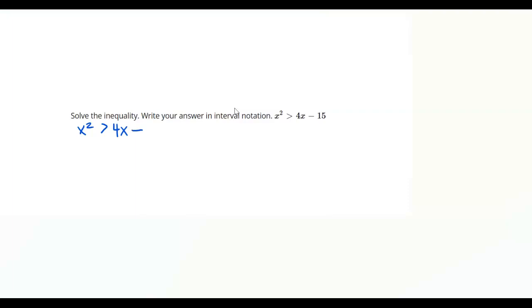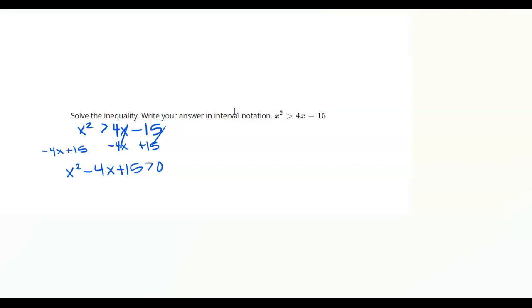So the first step is we want to get everything on the same side, greater than 0 in this case, so that we can solve this. So let's minus 4x and add 15 to the other side. So those cancel. I end up with x squared minus 4x plus 15 is greater than 0.